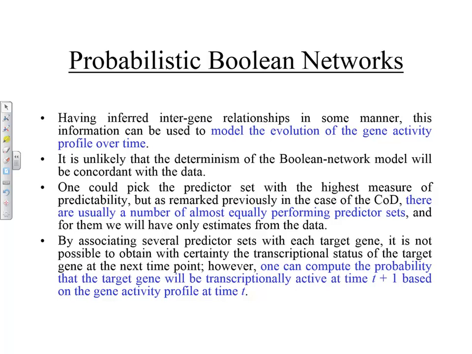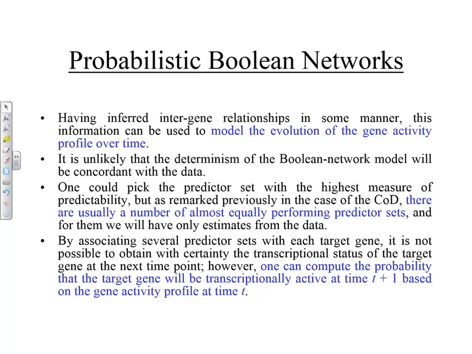Now, having inferred the intergene relationships in some manner, this information can be used to model the evolution of the gene activity profile over time. You remember, the gene activity profile is basically the sets of ones and zeros telling you which gene is on and which one is off at a particular time. So that evolves with time.